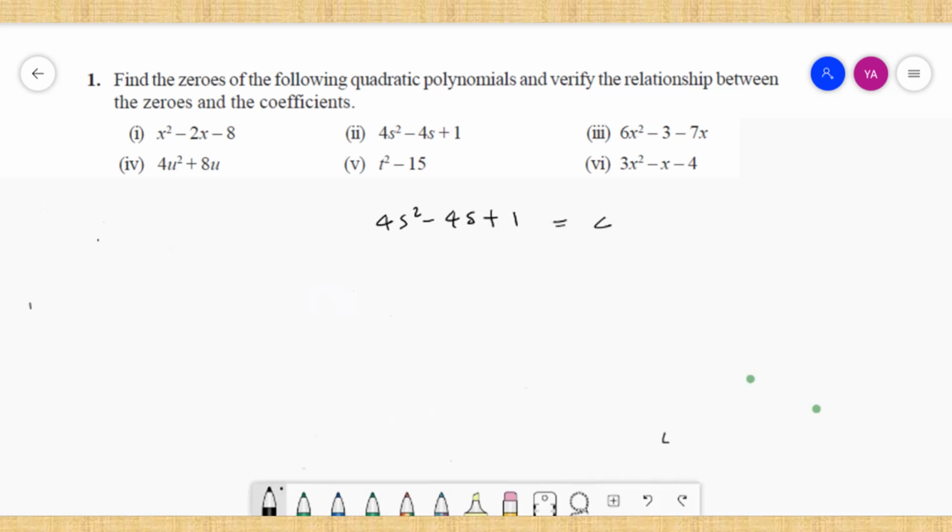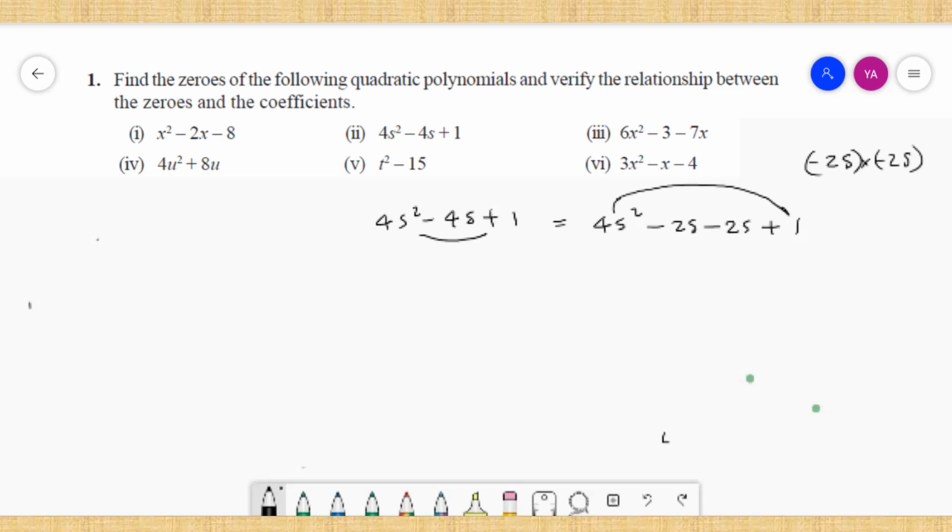So 4s square stays the same. The middle term, 4s, we can split as minus 2s and minus 2s, so the sum is minus 4s. If you multiply these two, minus 2s into minus 2s, what will you get? 4s square, which is the same as the s square term into the constant term. So this is the choice.